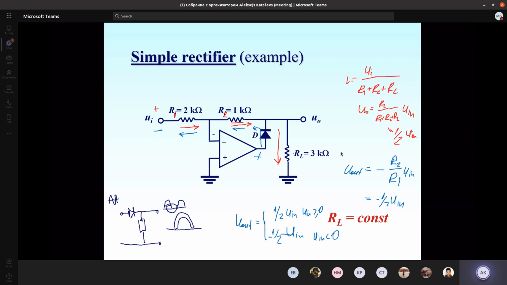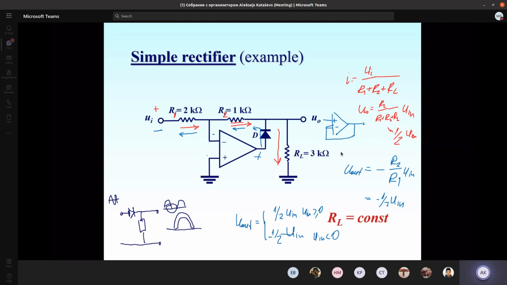So to get this load resistor to always be equal to this 3 kilo ohms, the next stage of our rectifier may be just a follower. We may use a follower as the next stage to prevent the next stage, the next signal user, from changing, from loading the resistor RL, loading our circuit and changing the resistance of this load resistor. So the next stage usually should be a follower.